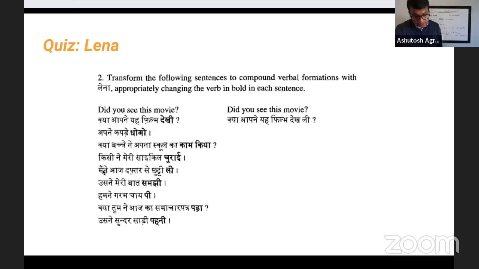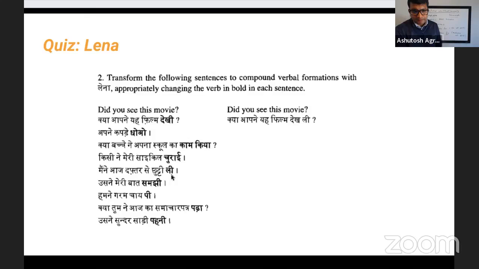The next one is: Maine aaj daftar se chhutti li. It's an interesting one because lena is used as a main verb and lena is used as an auxiliary verb. This says something like: I today from the office took leave. I took off from work today. Chhutti is holiday. Aaj office se, from the office, I took a day off. So I have to change this to use a compound verb.